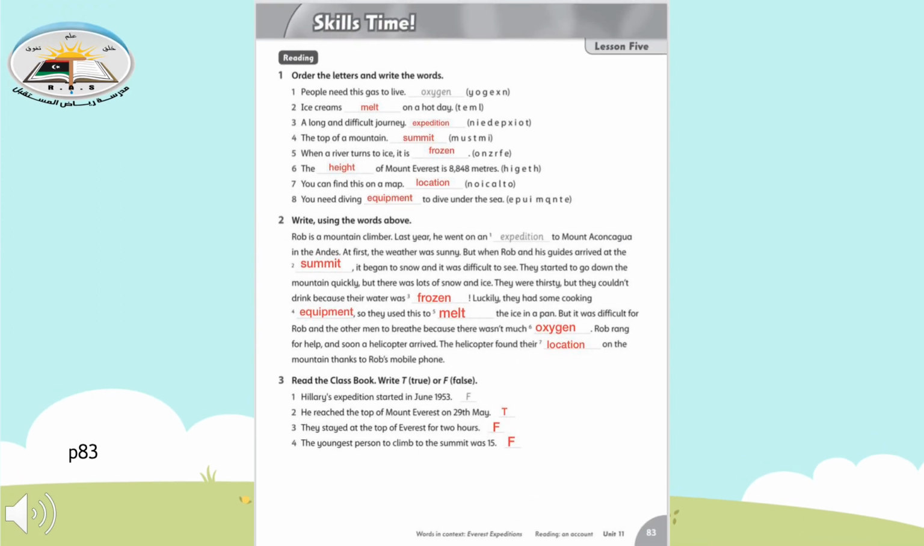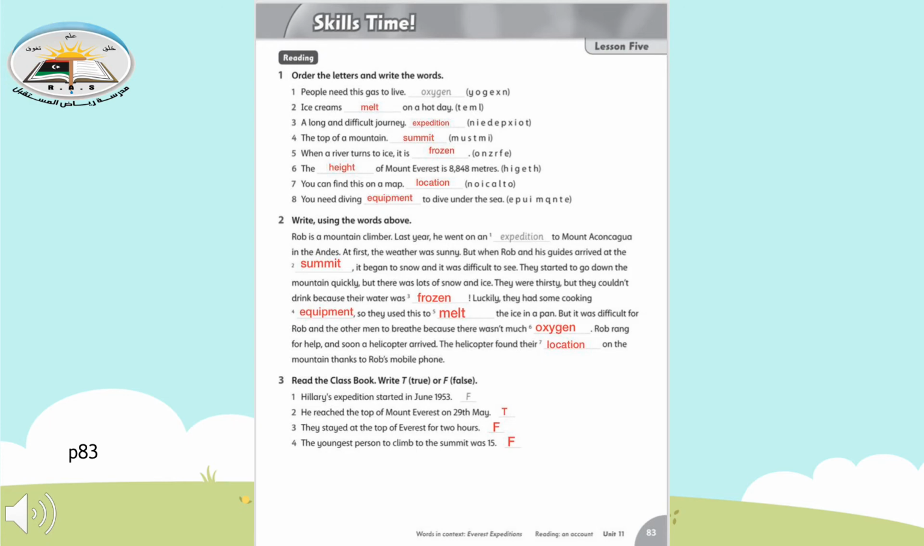Riyadh Al Mustaqbal School English Course Grade 4 Workbook Page 83. Now on page 83 we have reading. Order the letters and write the words. Number 1. People need this gas to live. Number 1 is already answered, but the answer is oxygen.